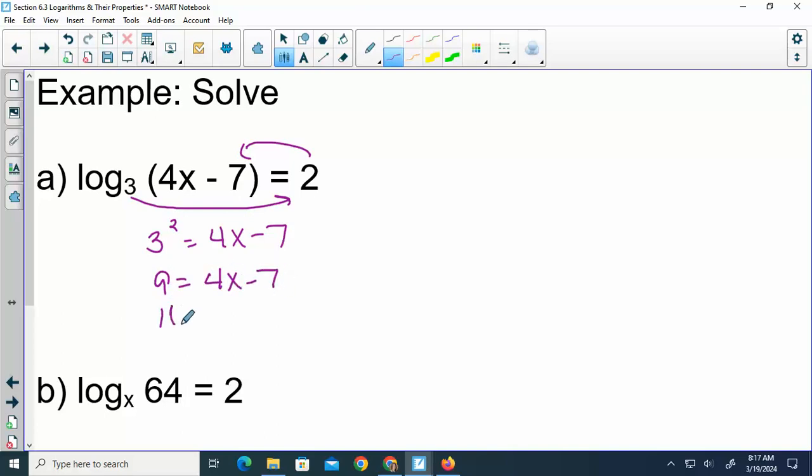So add 7, divide by 4, and get x equals 4. We do have to check on these.